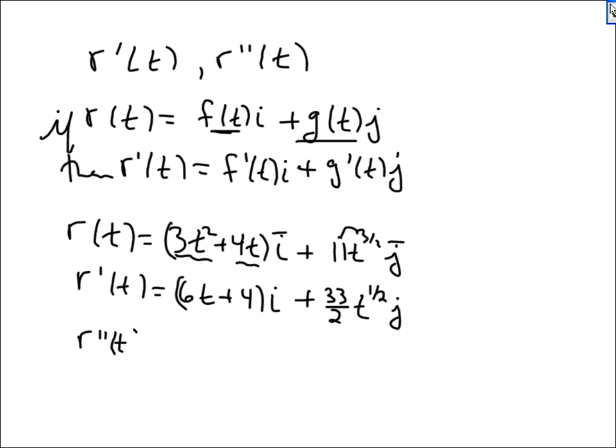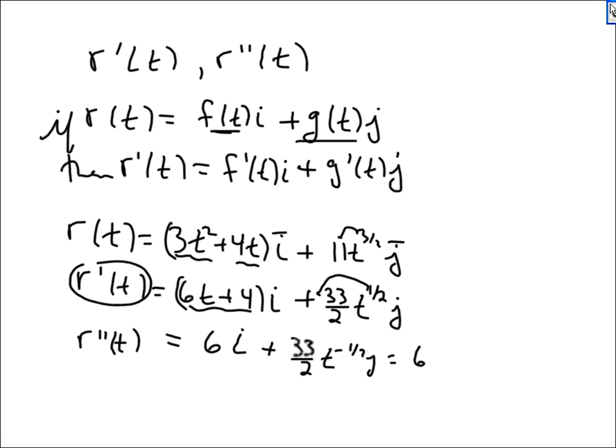R double prime of t is just the derivative of this vector valued function, which is the derivative of 6t plus 4, which is 6i, plus, bring down the power, multiply by the number in front, and get t to the negative 1/2 j, which you might want to write as 6i plus 33 over 2 square root of t, j. Put this in the denominator because it has a negative exponent. Okay, nothing really advanced there. Just know that rule on the top.